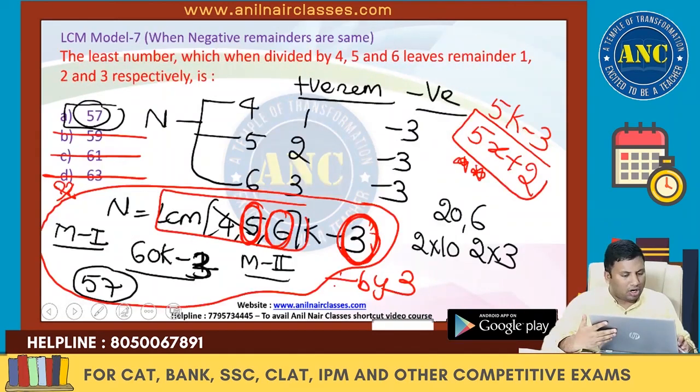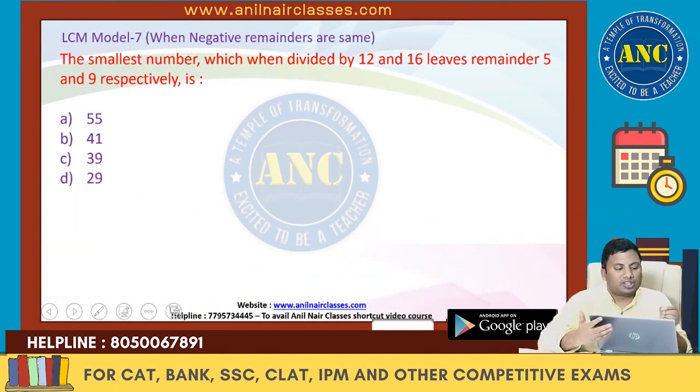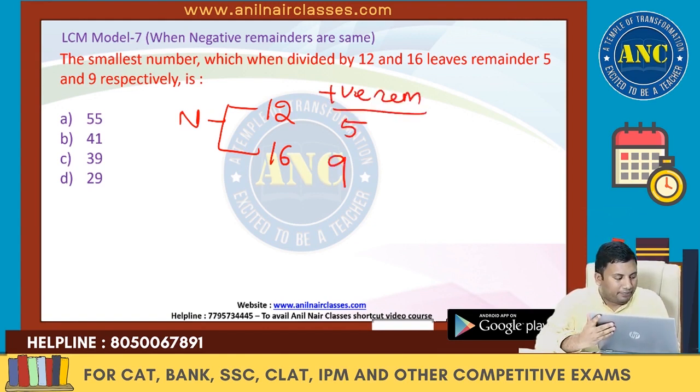Good logic. What you are saying is mathematically right. Next, third question. The smallest number which when divided by 12 and divided by 16, positive remainder is 5 and 9. Now see here. Negative remainder will be 5 minus 12 is minus 7. This is also minus 7.